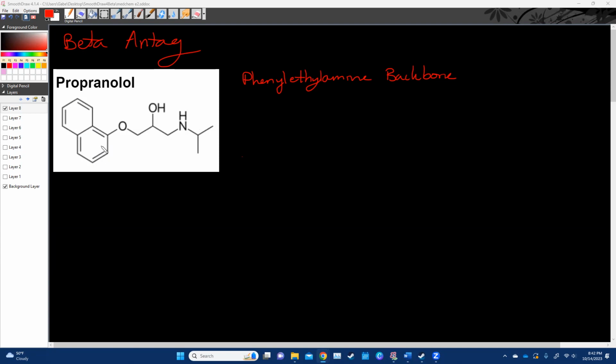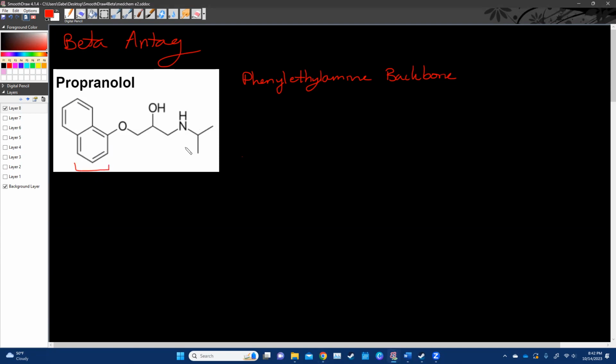What you can see, sorry, I'm just looking at the textbook while we're doing this to make sure I'm not missing any big points, is that the phenylethylamine backbone is what's going to enable adrenergic activity, so beta and alpha. And then what specifically in propranolol is going to enable it to go towards the beta receptors? What's in propranolol that's going to enable it to go towards the beta receptors?